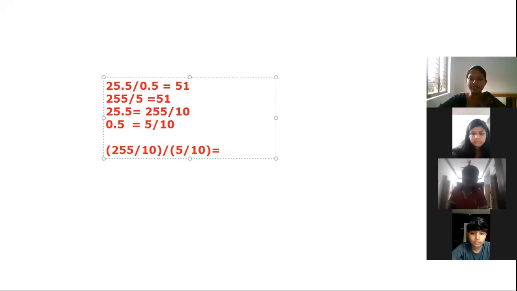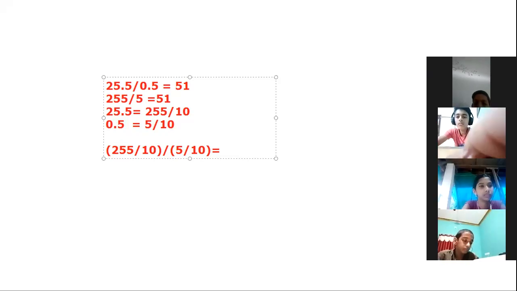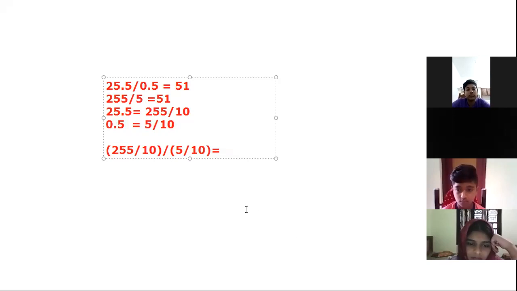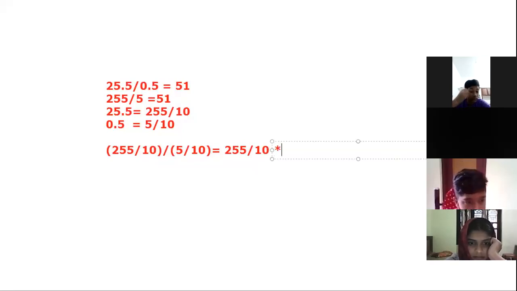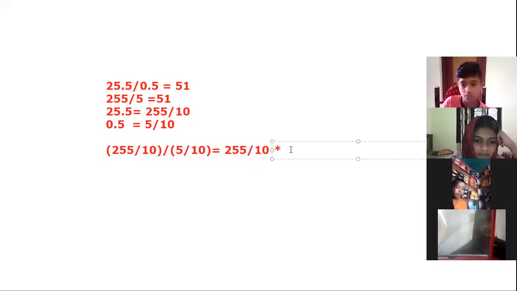Okay, first of all, what do we have to do here? We have to multiply. How will you multiply? We have to multiply it by its reciprocal. What is the reciprocal of 5 by 10? It is 10 by 5. Then what is the value of 10 by 5?